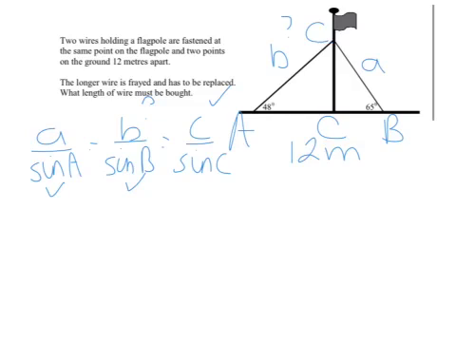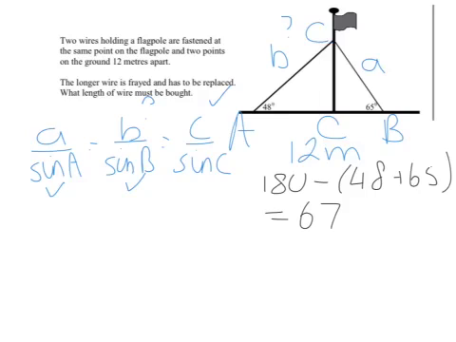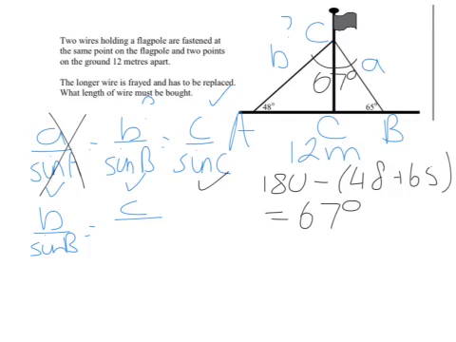So if I do 180 minus 48 plus 65, I will get that angle C is 67 degrees. So here is 67 degrees. So I do in fact have sine C. So again, I can pretend that sine A over sine A never happened. So I now have B over sine B equals C over sine C.